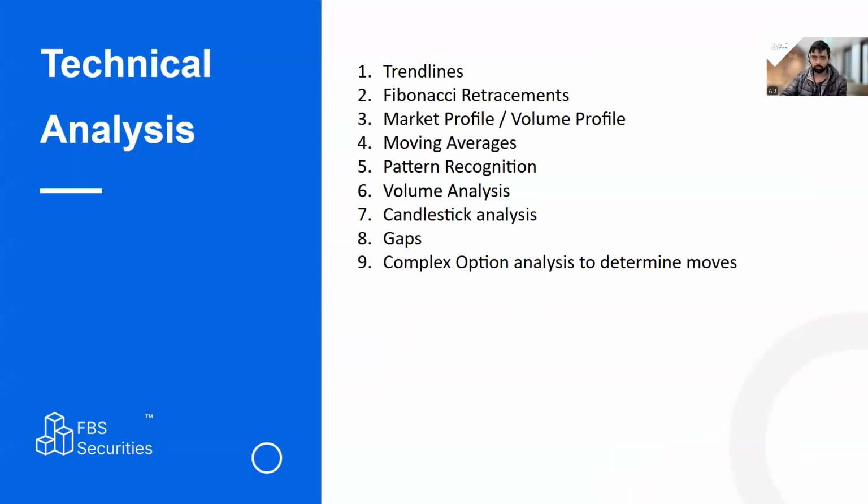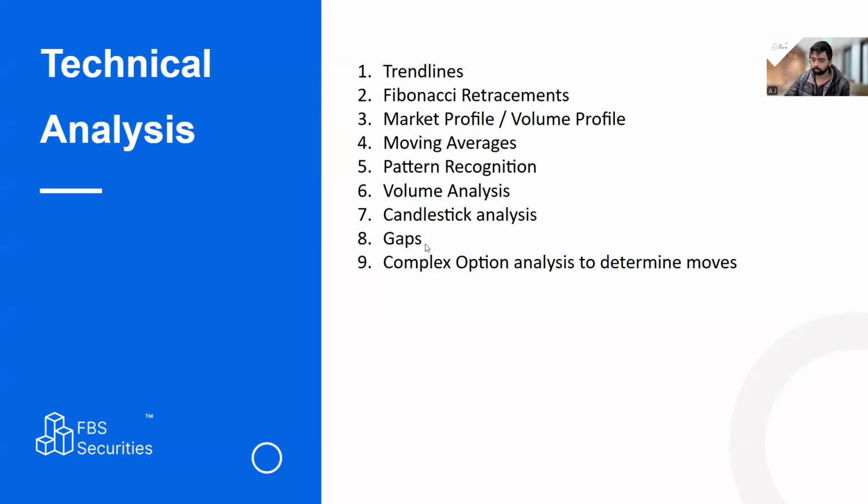There are a lot of different ways to trade with the market. There are tons of different methods for technical analysis: trend lines, Fibonacci's, market profile, volume profile, which is also one of my favorites, moving averages, patterns, and things like that. But for the purposes of this video, we'll cover one of the most underutilized features, which is gaps.